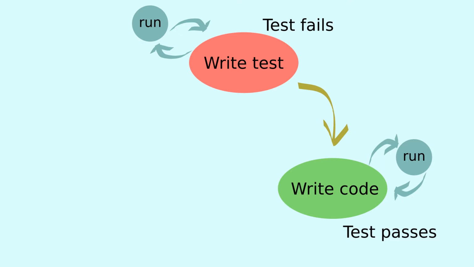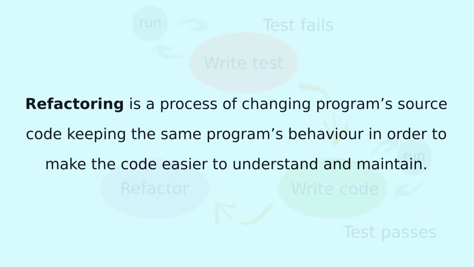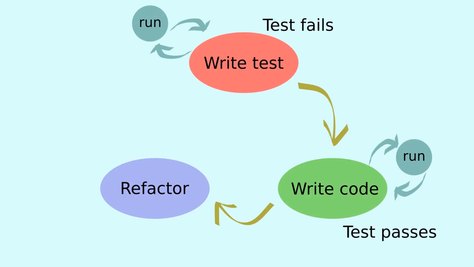When you have reliable tests that cover your functionality, you can spend some time to refactor what you wrote. Refactoring is a process of changing a program's source code, keeping the same program's behavior, in order to make the code easier to understand and maintain. So this way tests give us a guarantee that we do not break a correct program's behavior and allow us to fiercely modify source code in order to improve it.